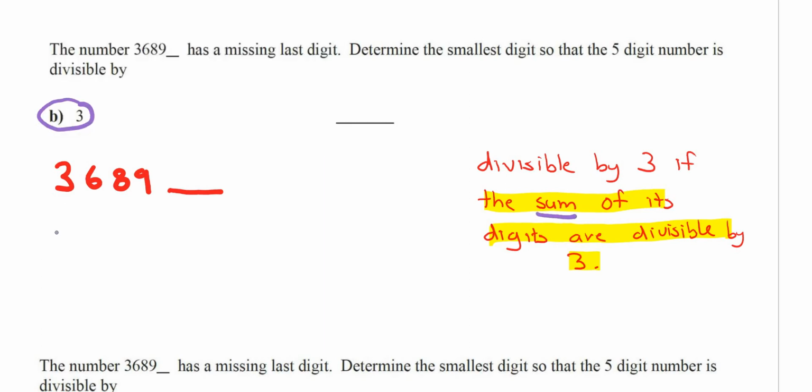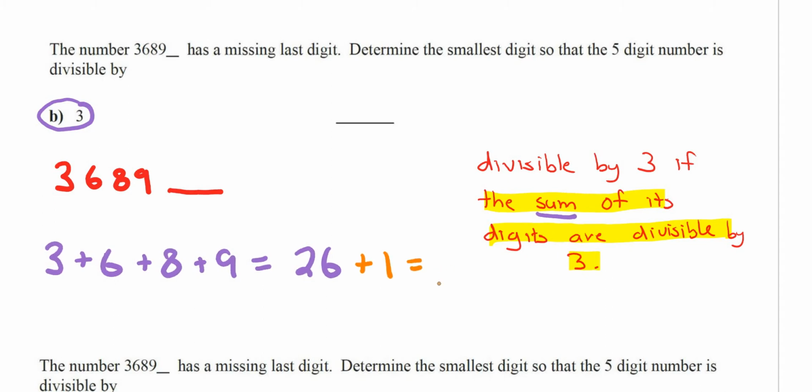All right, so what are the digits that we have right now? I have a 3, I have a 6, I have an 8, and I have a 9. If I add those 4 digits, I get 26, right? Now ask yourself, what do you have to do to 26 to make it divisible by 3? Well, if I add 1 to it, it becomes 27. Is 27 divisible by 3?